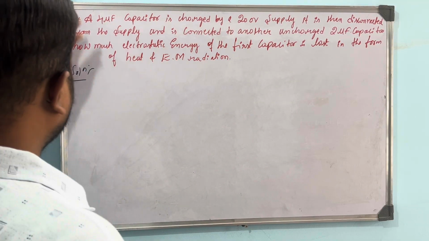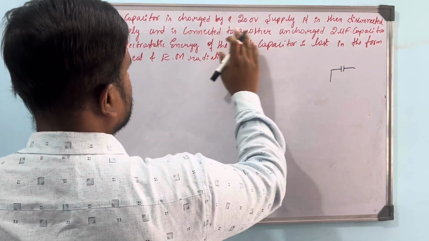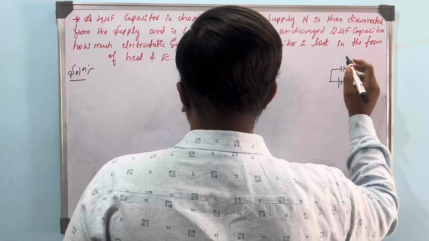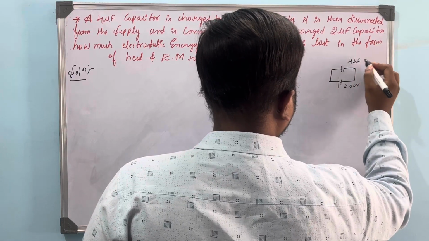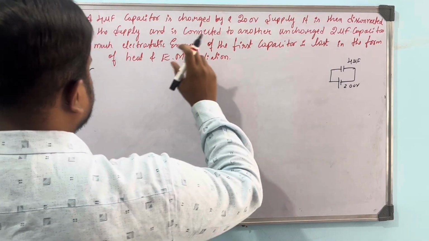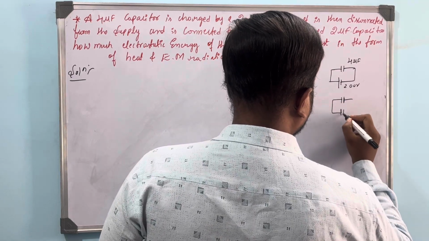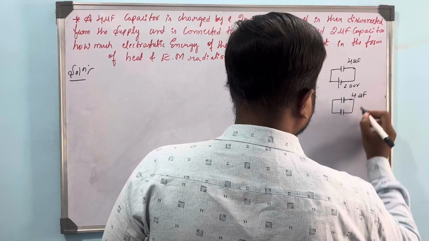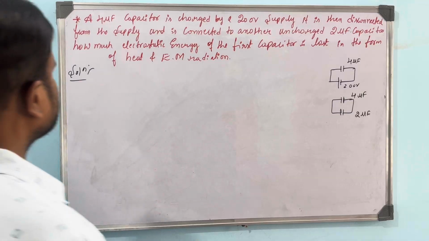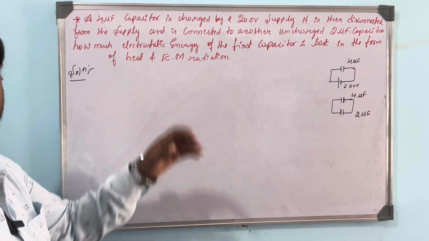Initially they have given the 4 microfarad capacitor connected to a 200 volt supply. It is then disconnected from the supply and connected to another uncharged capacitor. Both are capacitors only: initially 4 microfarad, and the other one is 2 microfarad. We need to calculate how much electrostatic energy of the first capacitor is lost in the form of heat and electromagnetic radiation.